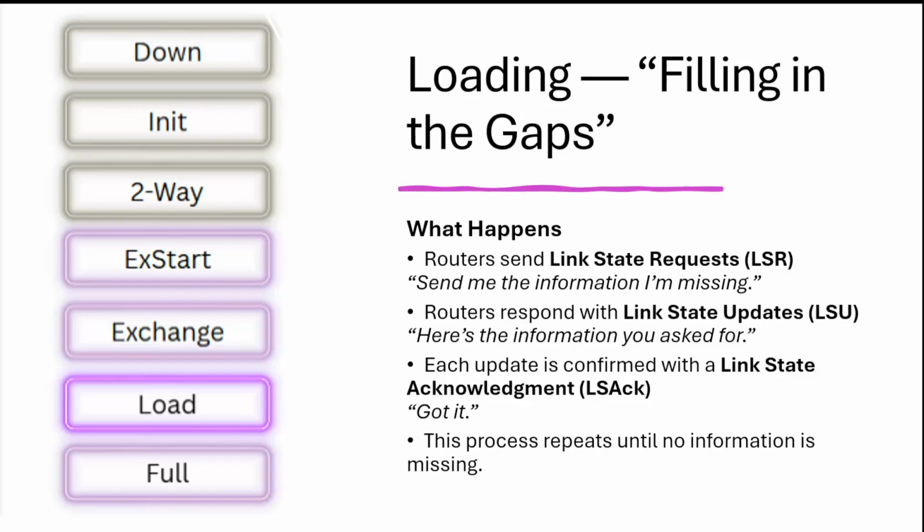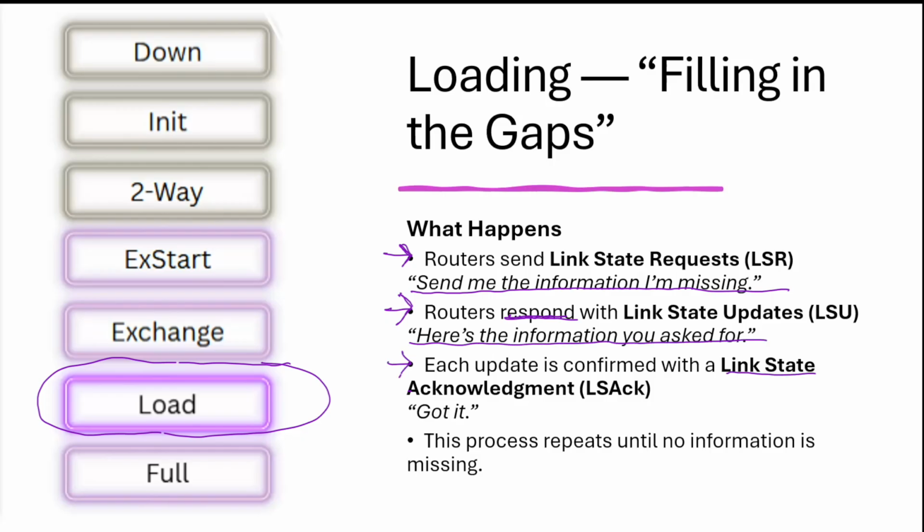During loading, routers send link state requests. They say, send me the information I'm missing. That's a link state request. And the other router responds with a link state update to that request. And it says, here's the information you asked for. Each update is then confirmed with a link state acknowledgement. So this process repeats until no information is missing.